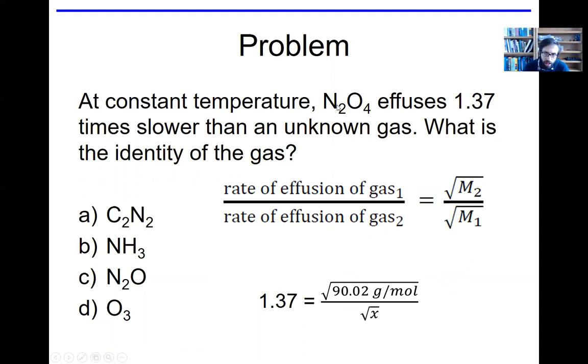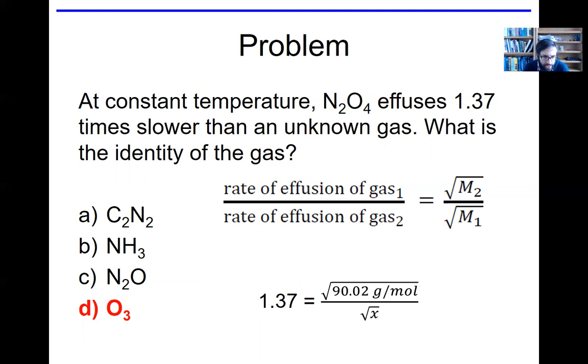And then we plug in the molecular weight for dinitrogen tetroxide, right? 14.01 times 2 plus 16 times 4. So 28.02 plus 64 gets you 90.02 grams per mole. And then divide by the square root of x. We don't know the molecular weight of that other gas. That's our M1. But if we plug that in and solve for x here, we will get an answer of 48, which is 16 times 3. So that's the molecular weight of ozone.